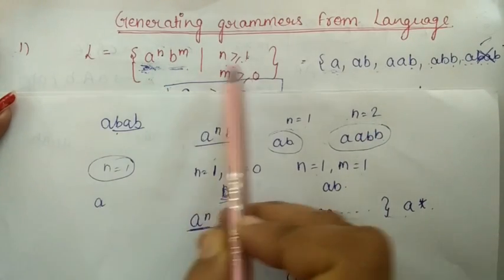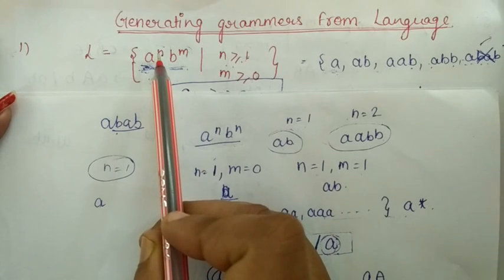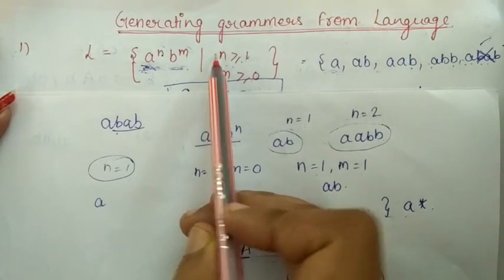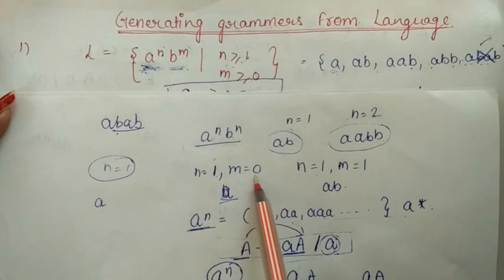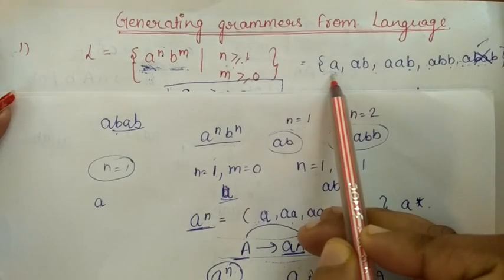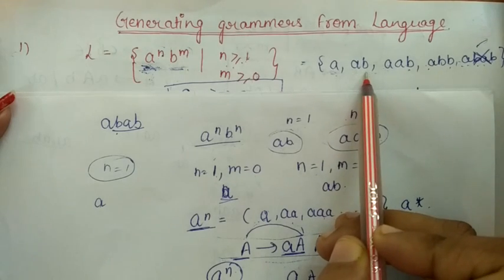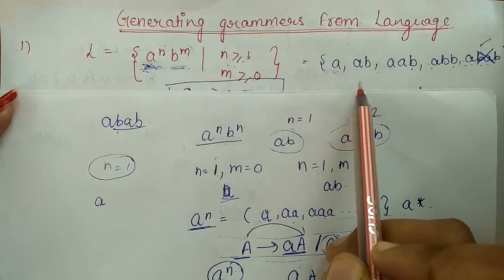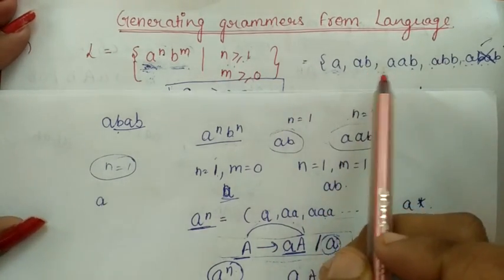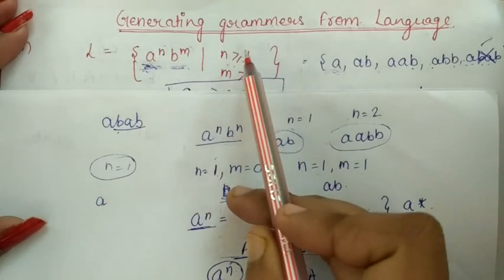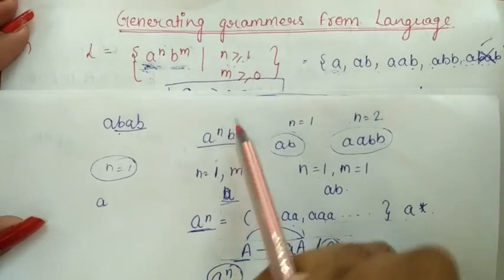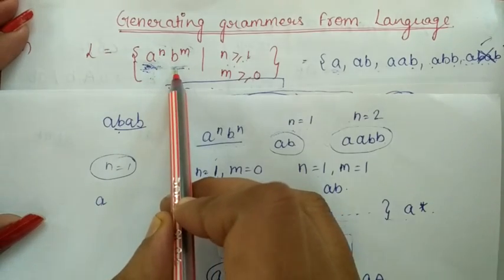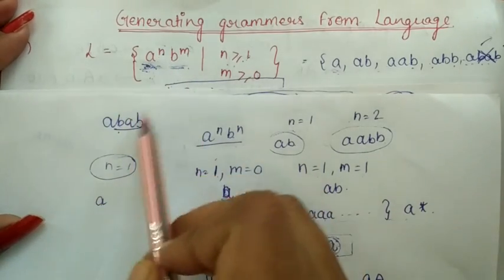But this is not the case with our language, because here we have two different symbols with two different values. If n is equal to 1 and m is equal to 0, it will generate the string a. This is for n equal to 1 and m equal to 1, and this is for n equal to 2 and m equal to 1, and so on. So it can generate any combination of a and b depending upon the values of n and m. Now, how can we write the grammar for this language? First of all, we will write the grammar for a to the power n, then the grammar for b to the power m, and at last we will write the whole grammar.